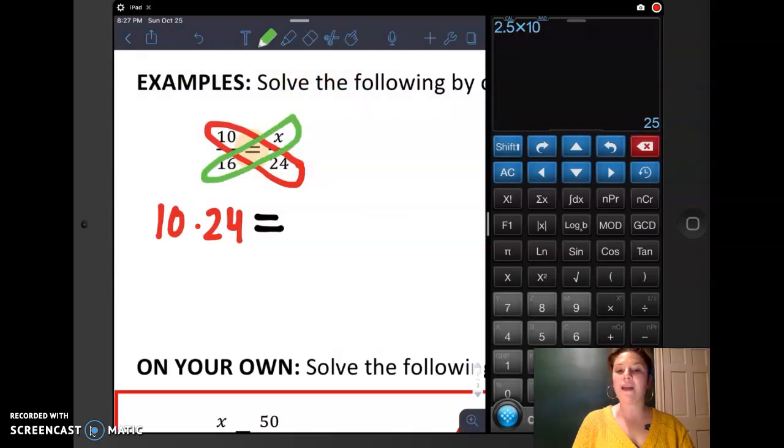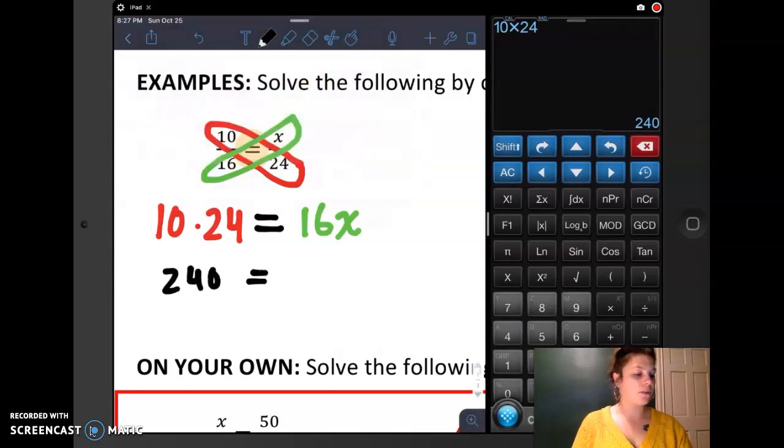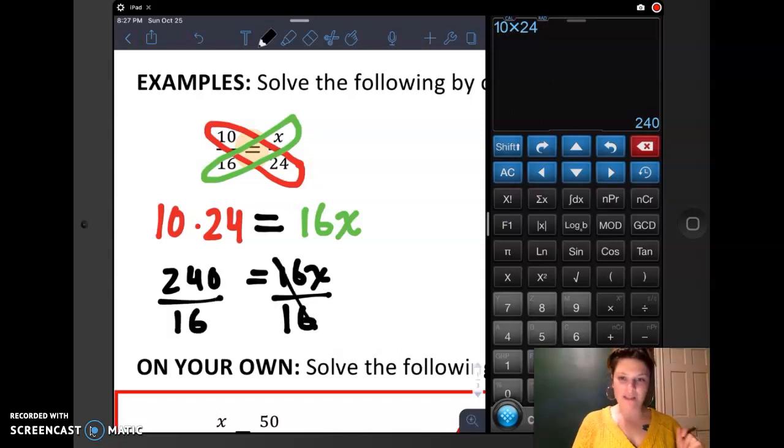Now remember, whenever you multiply an x times a number, you just get that number in front of the x. Now we're going to do 10 times 24, I get 240. So I'm going to rewrite this: 240 equals 16x. And then it's just like my song from last time. Last, divide by the number that's in front of the x. So we're going to divide by 16, divide by 16. That shows how we know what each x is worth. So 240 divided by 16, we get 15. So x is equal to 15.